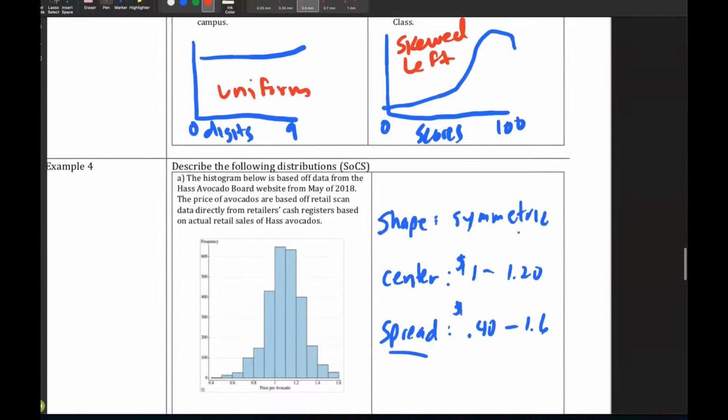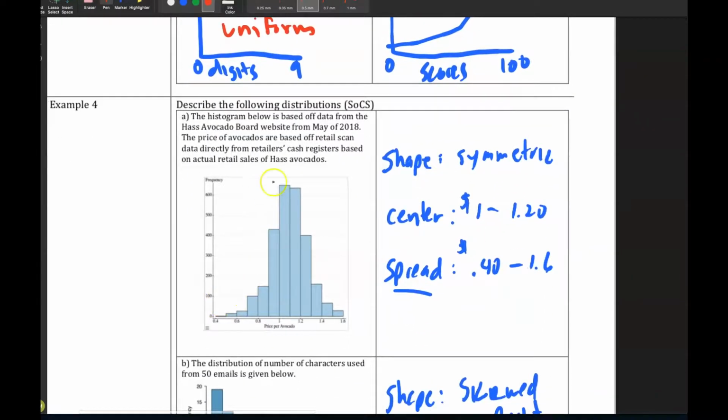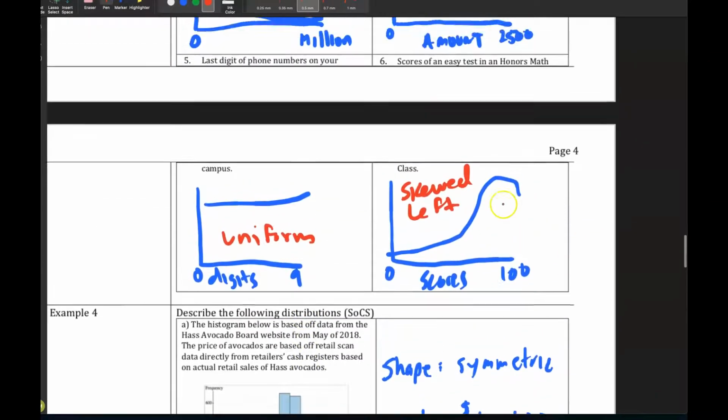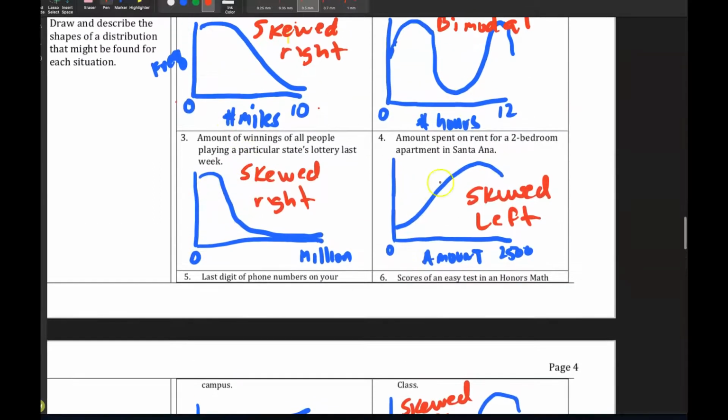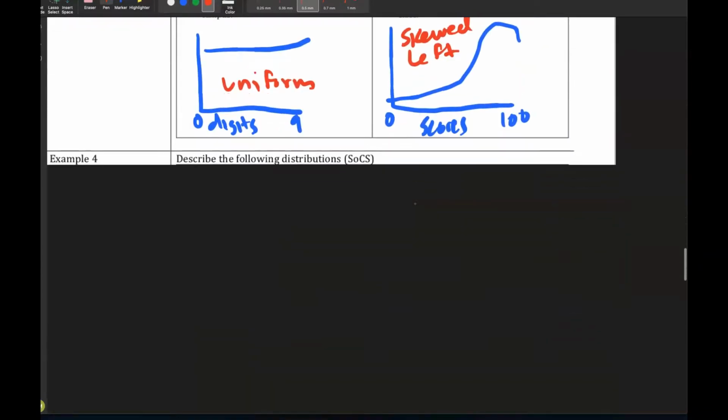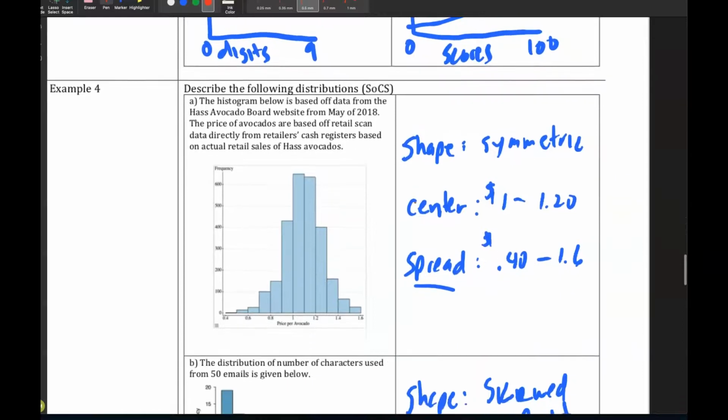Let's continue on with some more examples here. Here's an actual histogram here. I kind of approximated them with my shapes, my curves, right? I didn't draw on the full histogram. Here is a histogram. And to describe the distribution, we're looking for shape, center, and spread. That's the overall look here. And so I see a symmetric shape here. The center is somewhere in the middle here, and these were prices of avocado.